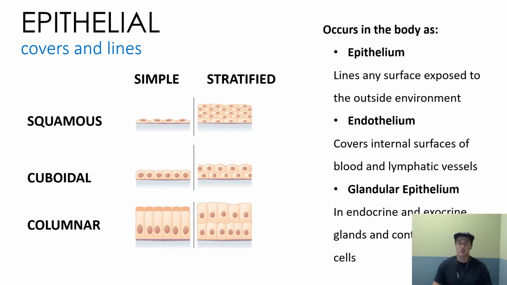Endothelium covers internal surfaces. So if we think about the heart, and inside the hollow chambers of the heart, there's some linings. That's an example of endothelium. Still structured the same as any kind of epithelial tissue. It's just that the term explains that it's internal. Glandular epithelium is specific to the epithelial tissue that makes up our endocrine and exocrine glands, and they contain secretory cells. So generally the columnar cells that are really long are shaped like that because they have the ability to produce and secrete hormones.